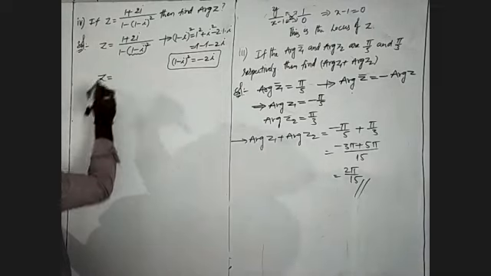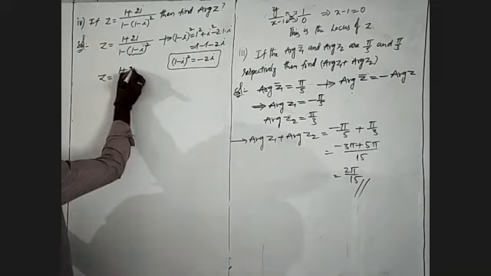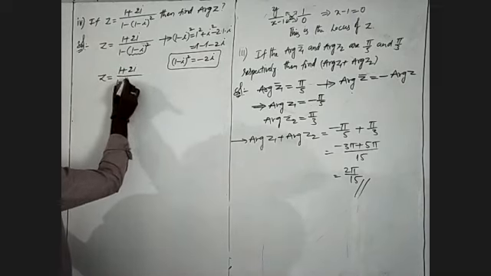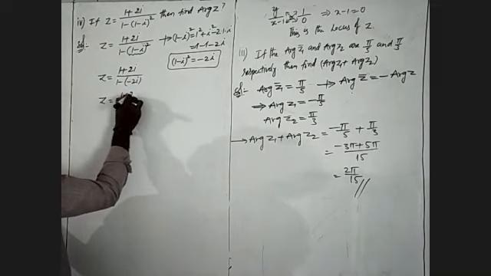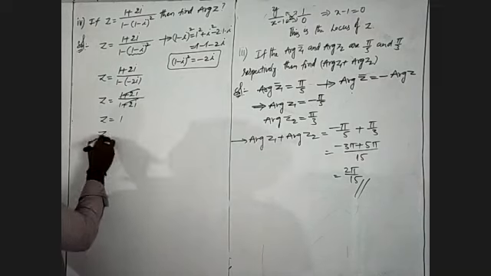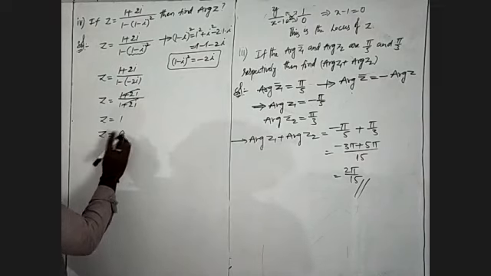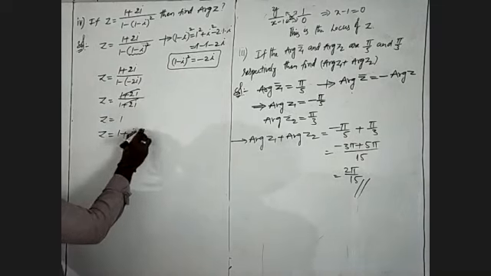That means z is equal to 1 plus 2i by the denominator 1 minus of minus 2i. That is, z is nothing but 1 plus 2i by 1 plus 2i. Both will be cancelled. That is z is equal to 1. z is equal to 1 means I will write 1 plus i into 0.